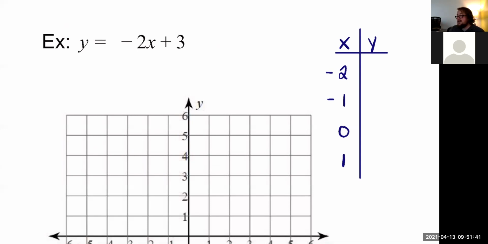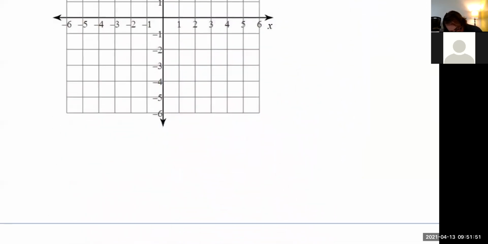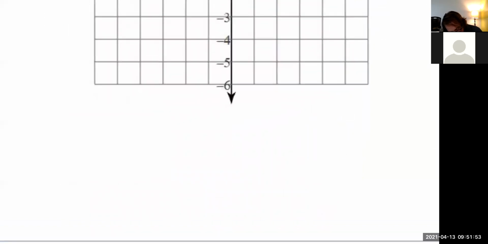So I have 4 X values. How many sets of work am I going to have? 4. And again, like I said, this is the boring bit because it's very repetitive. So I'm going to squeeze mine down here beneath the graph. And the first value I have is X equals -2.